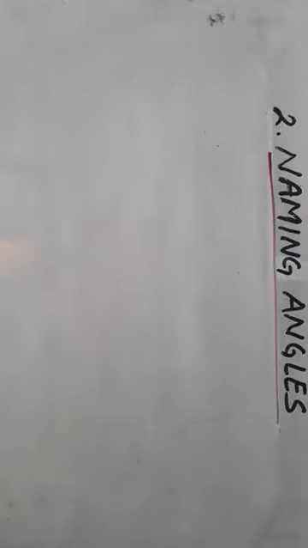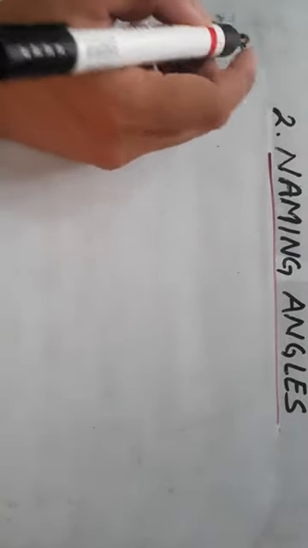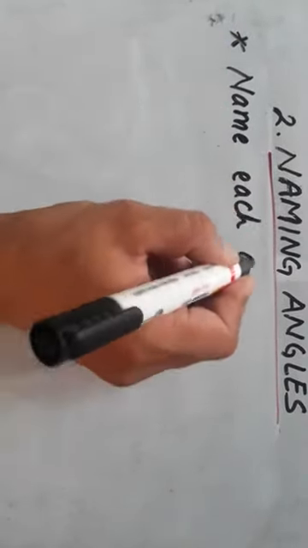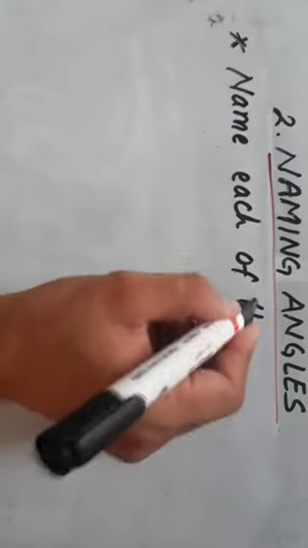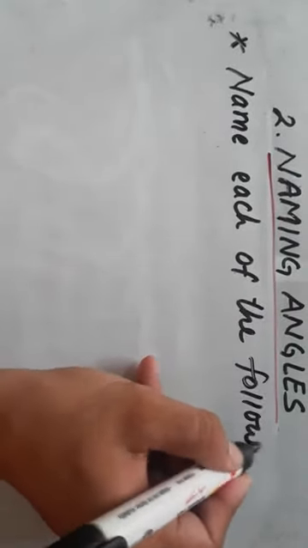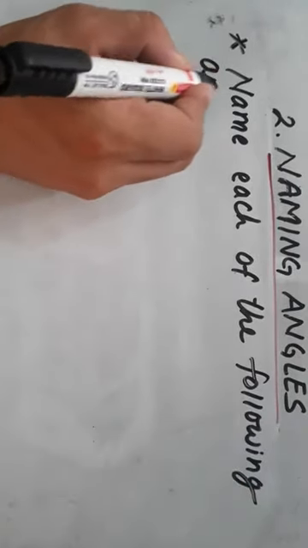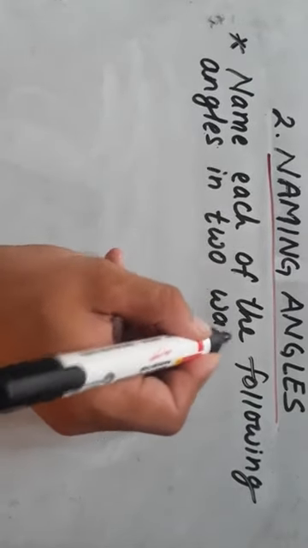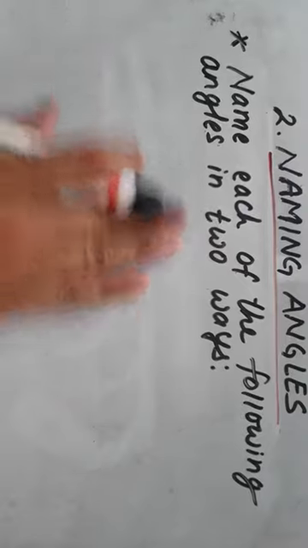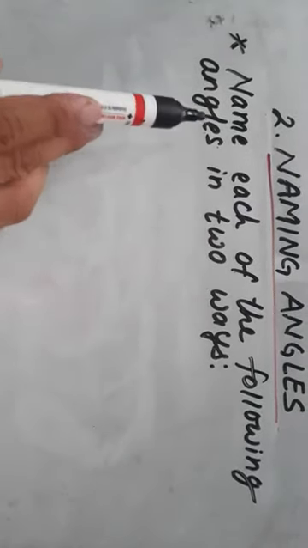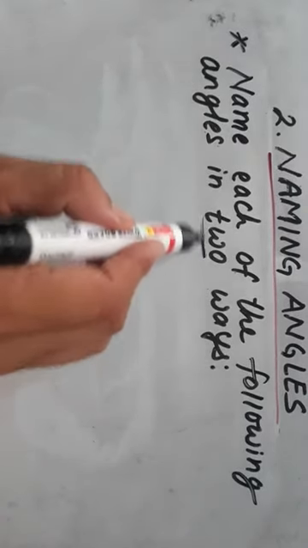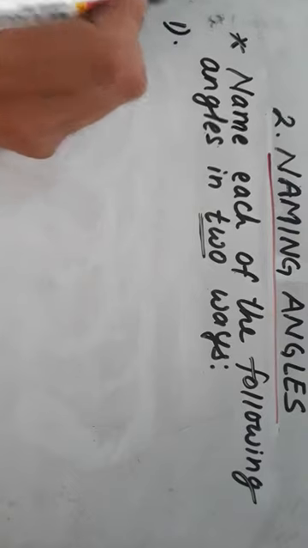So students, in the exam you may be asked in this way. Your question may arise like this: name each of the following angles in two ways. Your question is asking you to write the name of the given angles in two ways. So let's take one example, one angle.